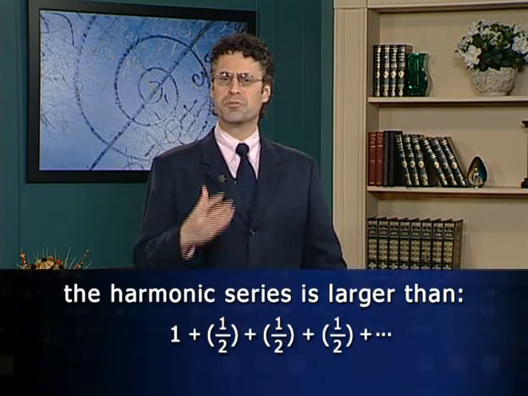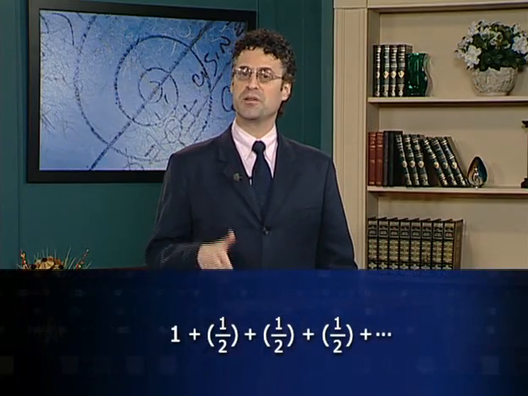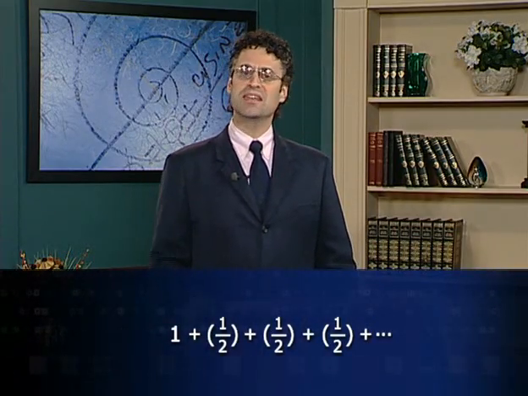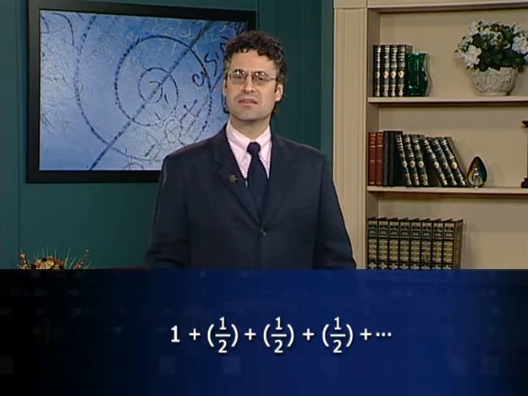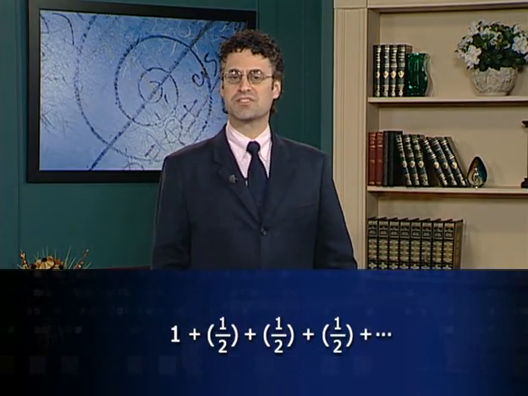If we continue this replacement process down the line, we would see that the harmonic series, the original series, is larger than the series that we're now creating, which is 1 plus a half plus a quarter plus a quarter, plus an eighth plus an eighth plus an eighth plus an eighth, plus a 16th plus a 16th plus a 16th, 8 times, and so forth. Well, this new smaller series we just created actually equals 1 plus a half plus a half plus a half plus a half forever.